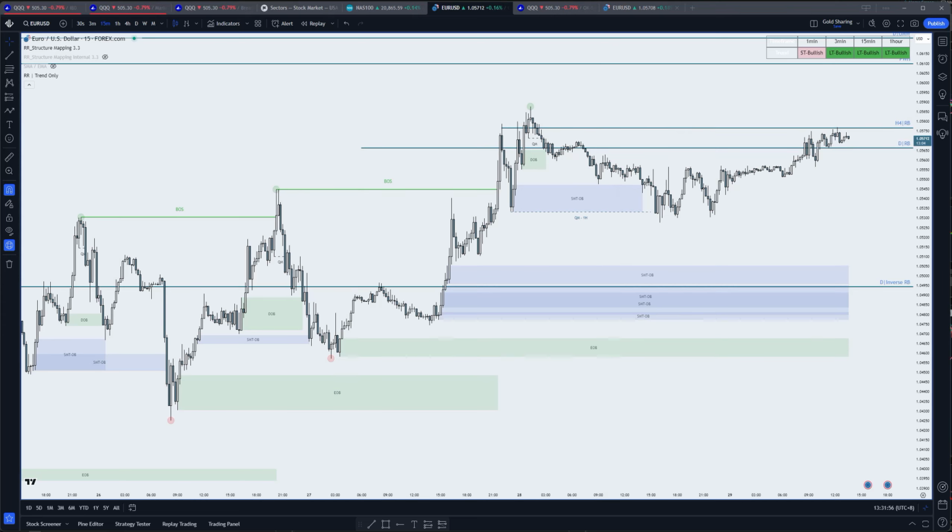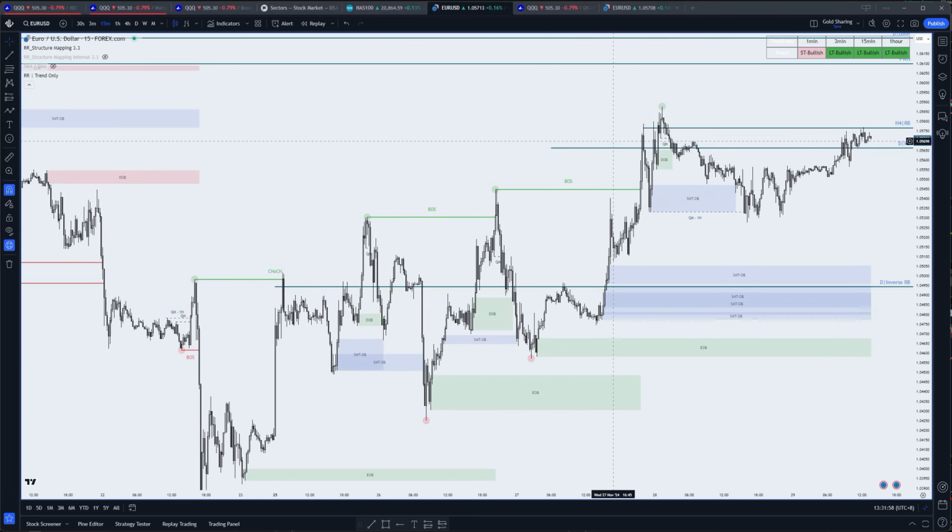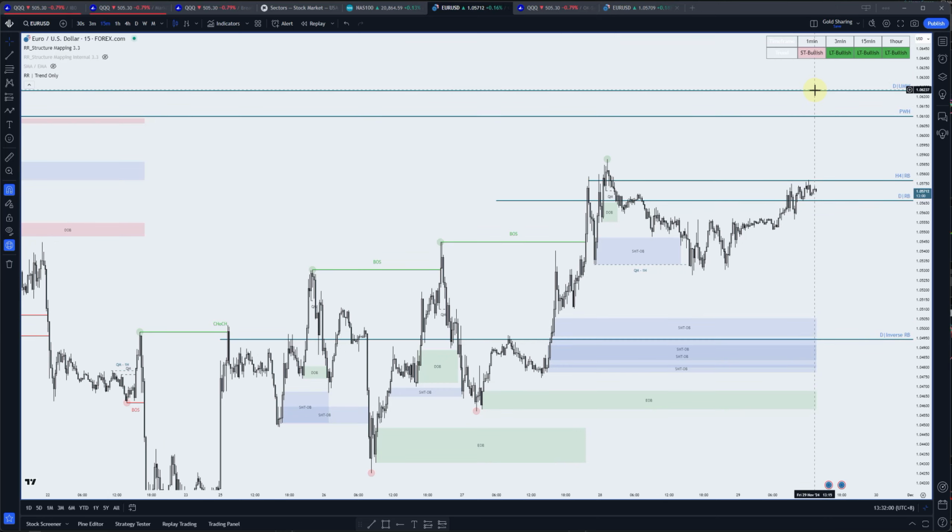But if the price takes this high, remember that above we have the levels, and we already explained these levels, and then we will continuously keep buying until we reach here or here, and then we will see what to do.